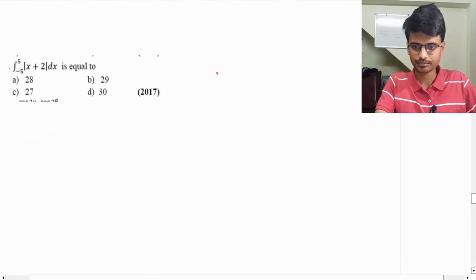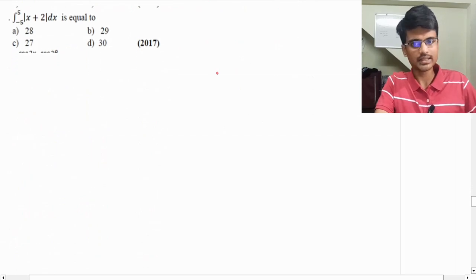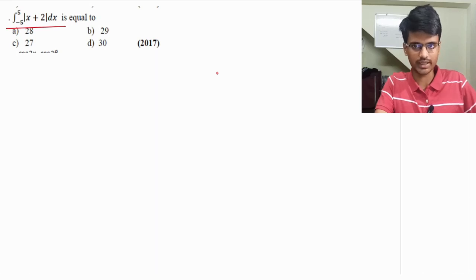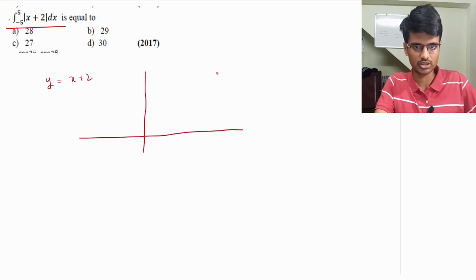Moving on. This is an interesting question. Integral from minus 5 to 5 of modulus x plus 2 dx. Forget about the modulus; let's only concentrate on y equal to x plus 2. The approach to solve these questions quickly is the graph method. Using a graph, you can easily solve these types of questions. So let me plot where x plus 2 comes. Let me take 2 points so it becomes easier. X, y.